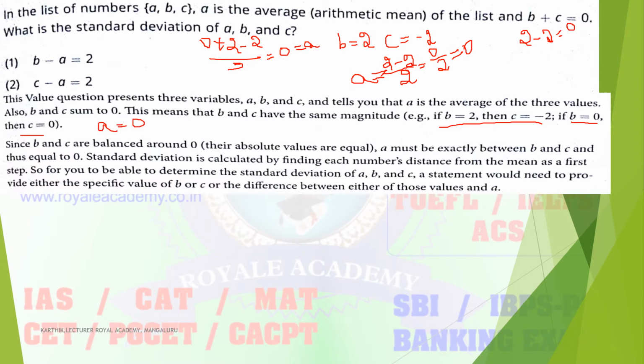I hope all of you understood how to find out the value. So B plus C is equal to 0 only. That is given. So I will take B equal to 2, C equal to minus 2. You agree the point, that is 0, or else B equal to 0, C equal to 0. Of course B plus C is equal to 0 only. Then the average, the arithmetic mean A, is also 0.